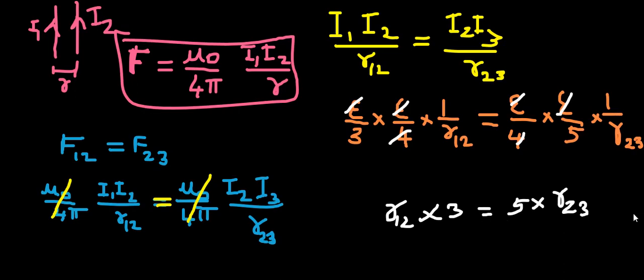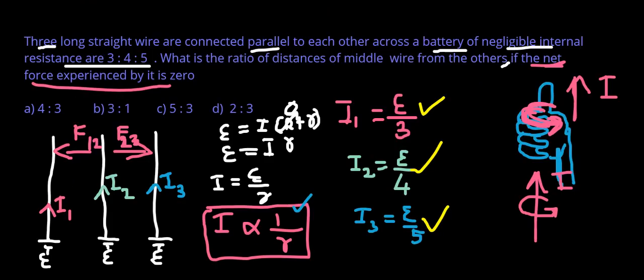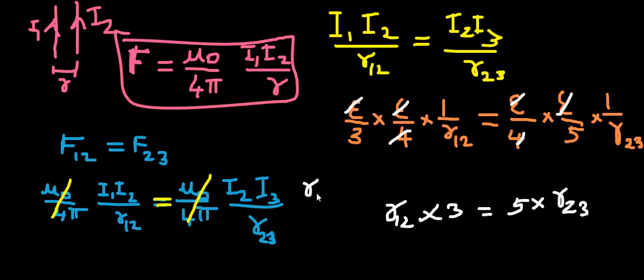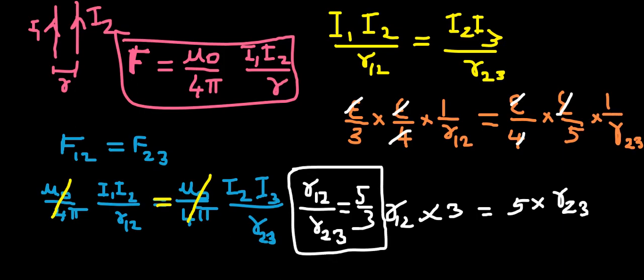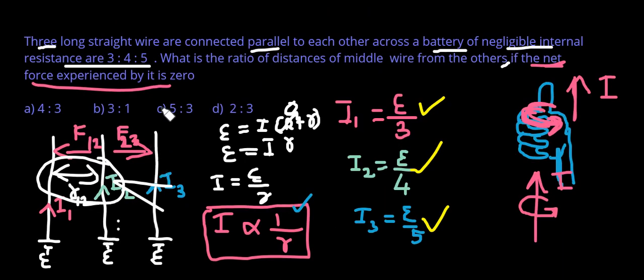Then what we have to find is the distance between the first and second wire, R12, to the distance between the second and third, R23. So R12 by R23 is going to be 5 by 3. 5:3 is the answer for this question. Option C is the correct answer for this question. Thank you.